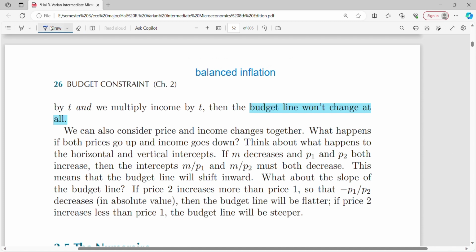Next, we can also consider price and income changes together. This is another important part. Price and income changes together.